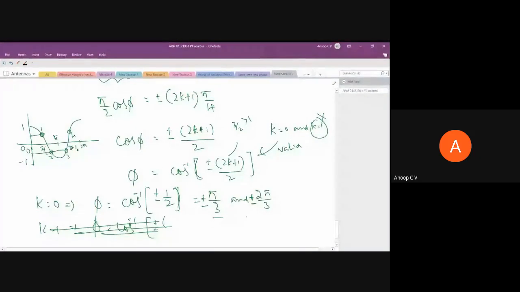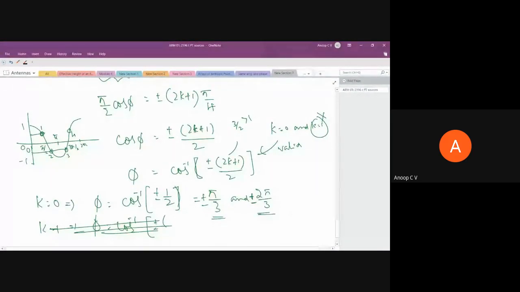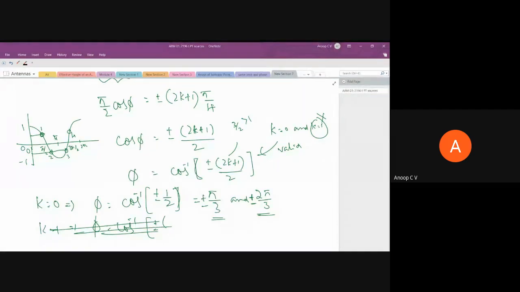So for plus or minus pi by 3 and plus or minus 2 pi by 3, we will have the half power points. I request you to plot this pattern as homework. Also find the direction of null. Direction of null will be 90 and 270 degrees. You can find it out. So I think I'll just wind it up here. It's already 1 o'clock. If any doubt is there, you can ask. Otherwise, we'll wind up here.